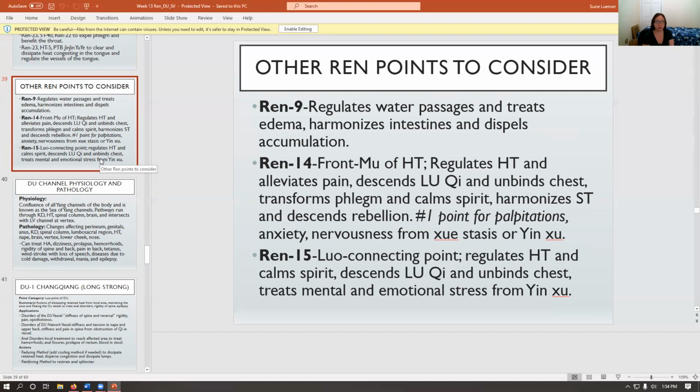And then we have Ren 15, which is the Luo point of the Ren channel. It regulates the heart, calms the Shen, descends lung qi, and unbinds the chest. Good for mental and emotional stress from yin deficiency. I really like to add Ren 15 into point combinations when I am treating menopausal women who are particularly agitated or having any sort of emotional distress. I really like Ren 15 for that.